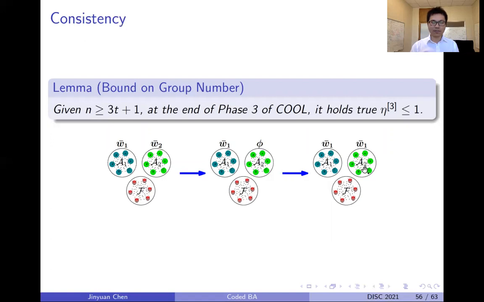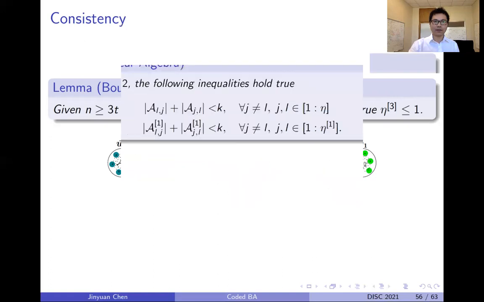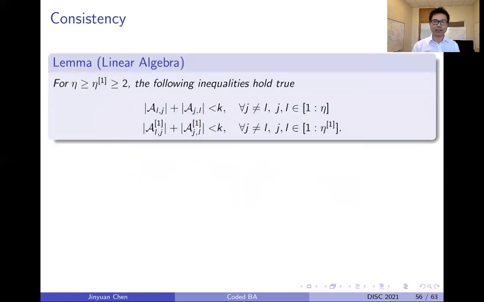The proof of this lemma is based on 2 important results. The first result is about linear algebra. It says that each subset is bounded by K. The proof schedule is given as follows.